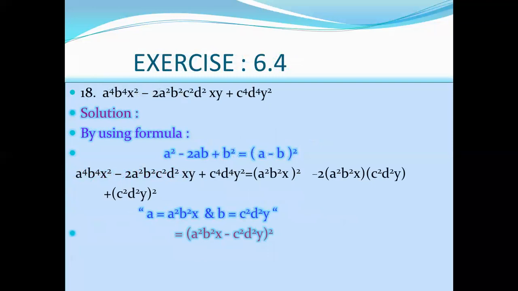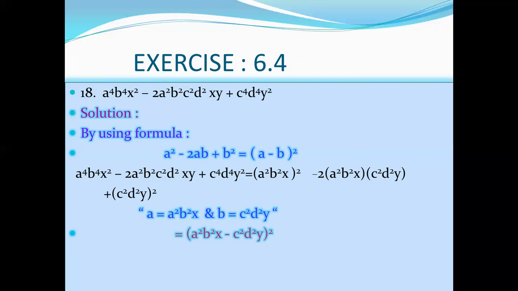Yes, come to the last question. Question number 18. a^4 b^4 x square minus 2 a square b square c square d square xy plus c^4 d^4 y square. The middle term looks like a train: a square, b square, c square, d square, x and y.